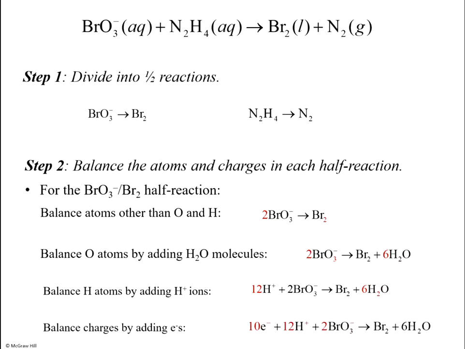Finally, we balance our charges. Before we add the electrons, we see that our reactant side has a total of a plus 10 charge, and our product has 0 charge. In order to make these equal by adding negatives, we have to add 10 negatives to the reactant side. So we add our 10 electrons, and we see that we have 0 charge on the reactant side and product side. You can also see from the oxidation number that bromine goes from a plus 5 state to a 0 oxidation state. And so with 2 bromine atoms, we'll need 10 electrons to accomplish this.